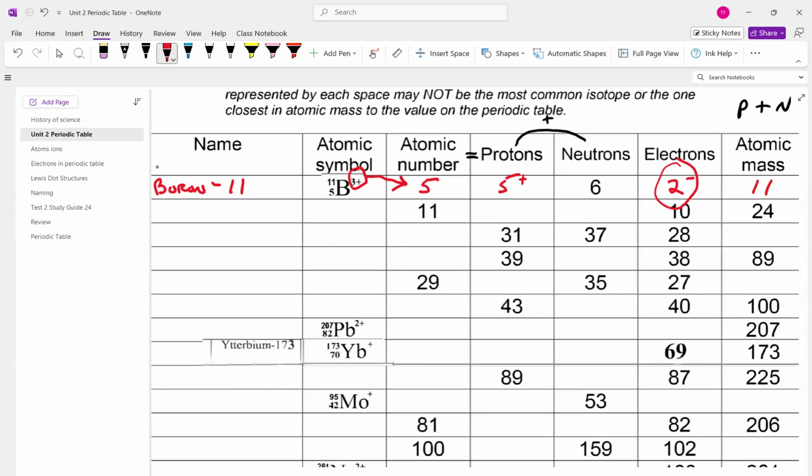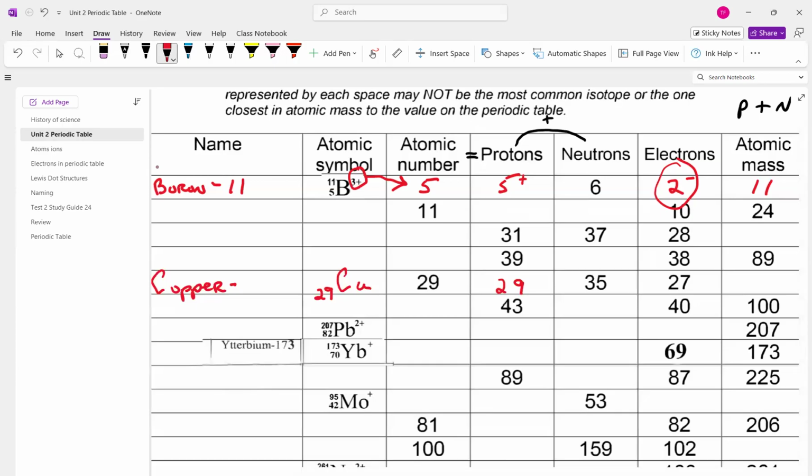Okay, so any questions so far? Isotopes are the same, P plus N. The name is the same. Charge and electrons. Okay, so let's go down to copper again. Okay, atomic number, protons. Okay, I gave you electrons and I gave you protons.